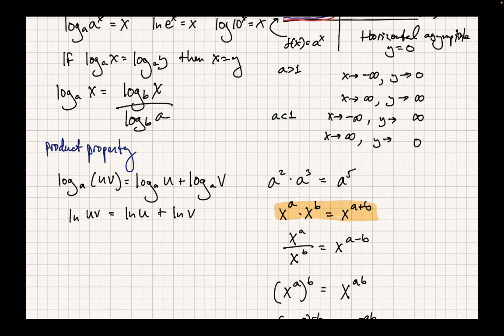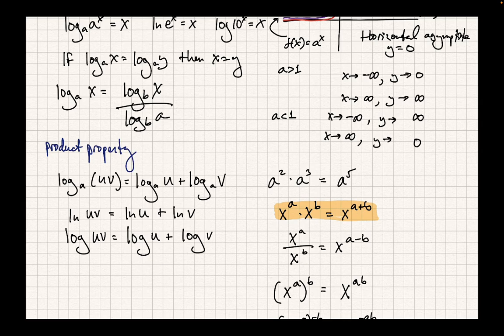And then Cormac, can you give me this in log base 10? Log base 10 of UV equals log U plus log V, or log 10 U plus log 10 V. If I just say log, that means log 10. Okay, then just log U plus log V. Yep, that's product property.